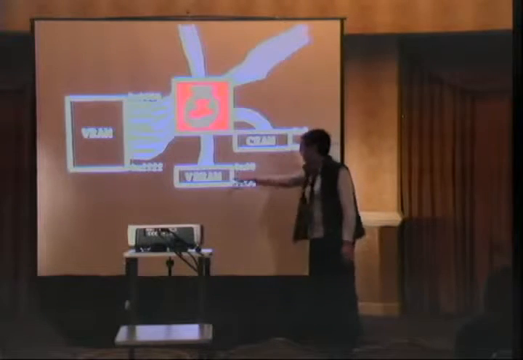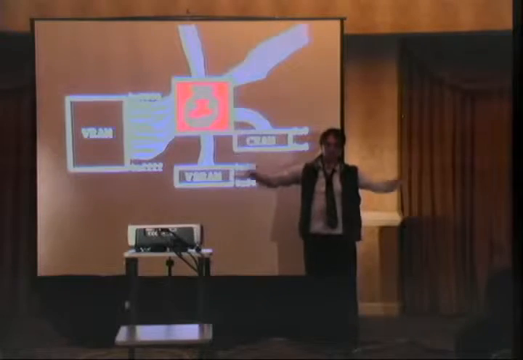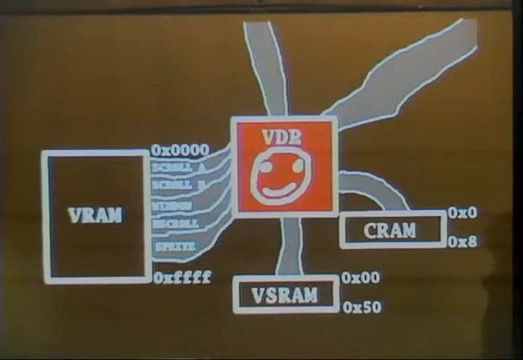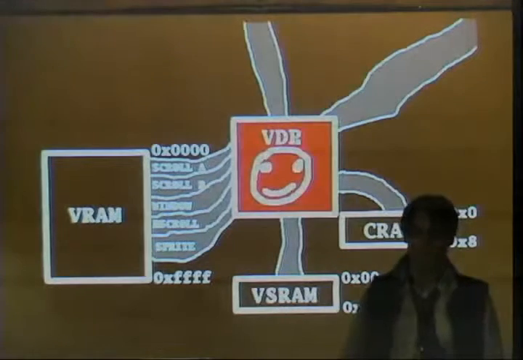These definitely have no map. They just serve one purpose. VSRAM controls scrolling up and scrolling down. CRAM, kind of like saying, I say CRAM all the time and no one knows what I'm talking about, controls the colors. You can have 64 colors.